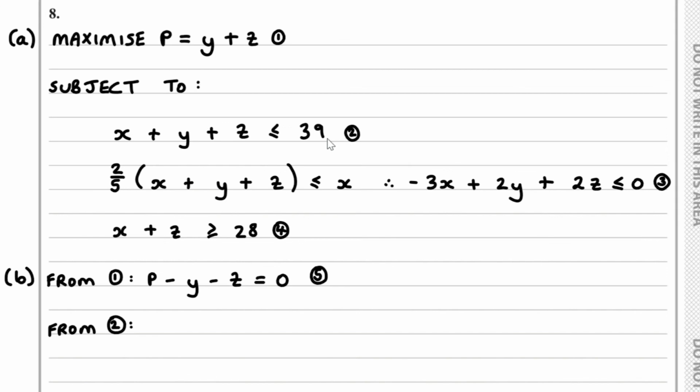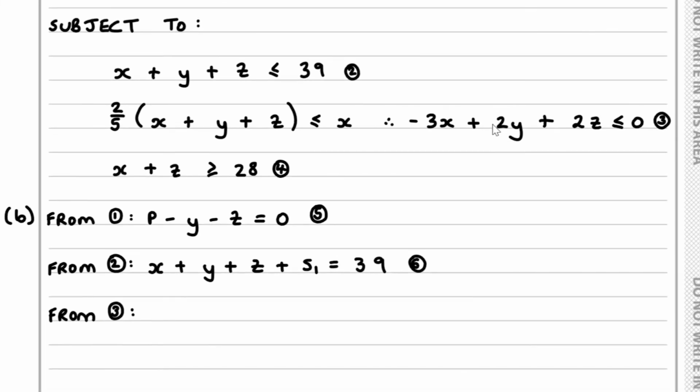Then, from equation 2, because I've got a less than or equal symbol, I can rewrite this as an equation: x plus y plus z plus s1 equals 39. And from equation 3, because I've got a less than or equal to symbol, converting this inequality to an equation, I've got minus 3x plus 2y plus 2z plus s2 equals 0. I've called that equation 7.